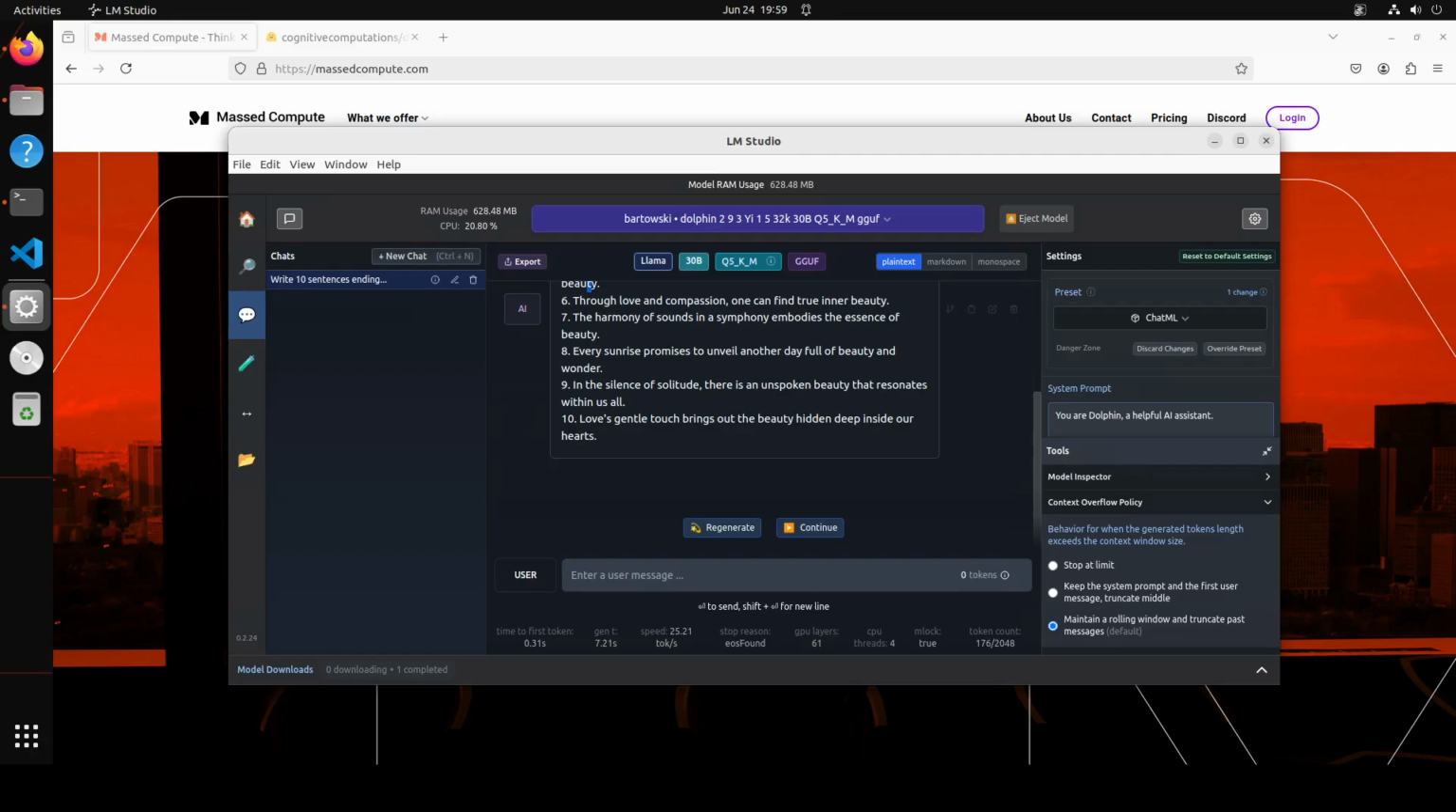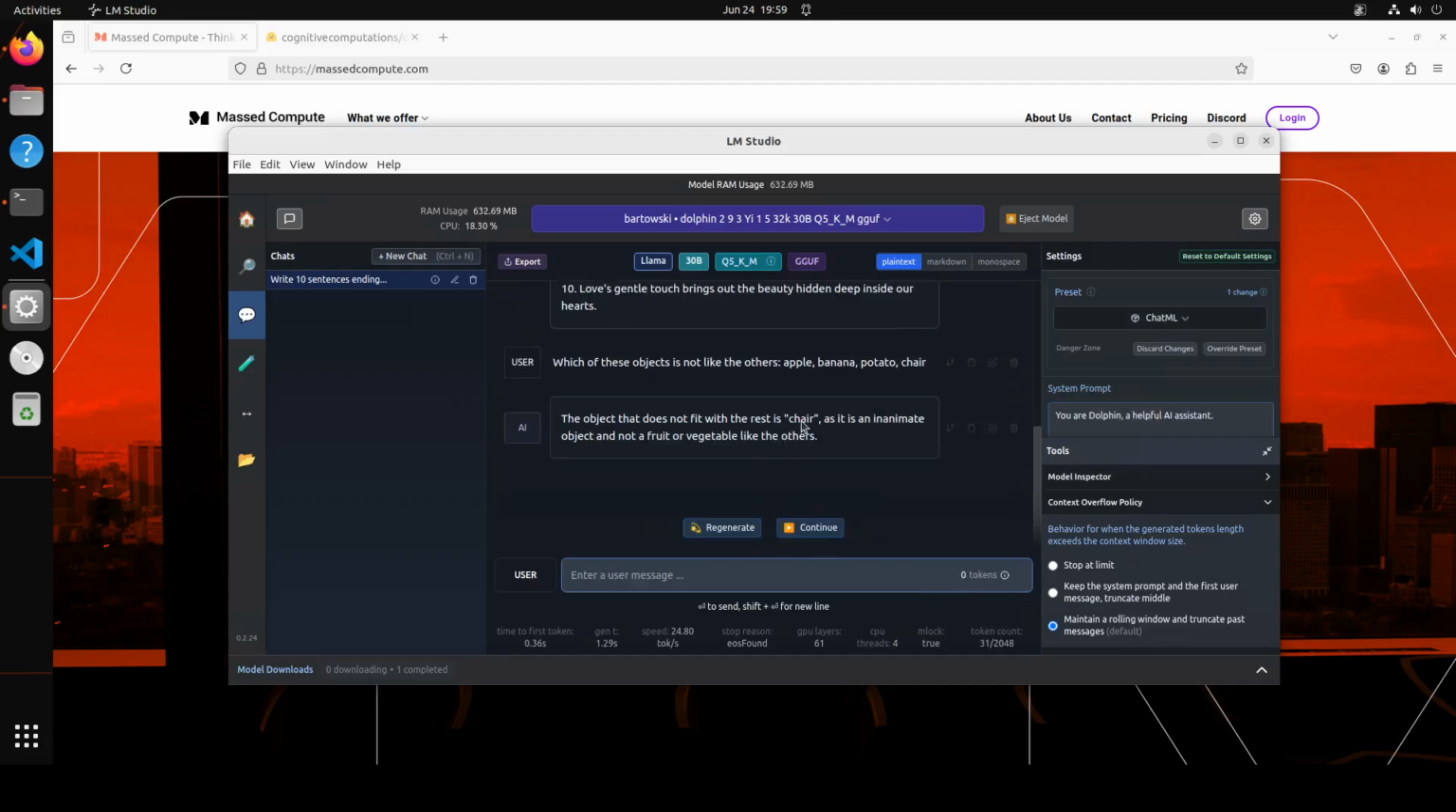That is fine. Let's try to ask it sort of an identification question. And in this one, I'm asking it which of these objects is not like the others: apple, banana, potato, and chair. Exactly, that is very much correct.